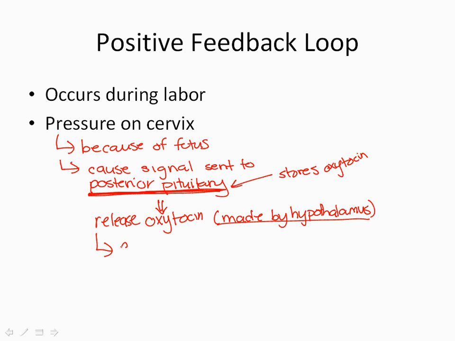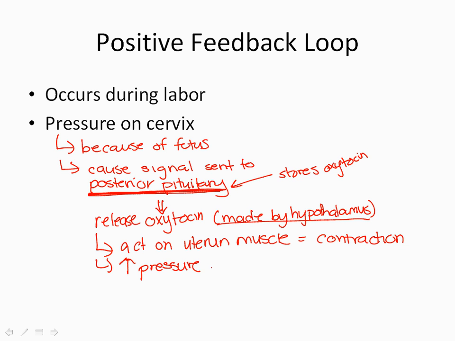So what happens when this oxytocin is released? It is going to act on the uterine muscles, and this is going to cause contractions. So oxytocin causes contractions in the uterus. This contraction puts more pressure on the cervix, so because of that fetus.